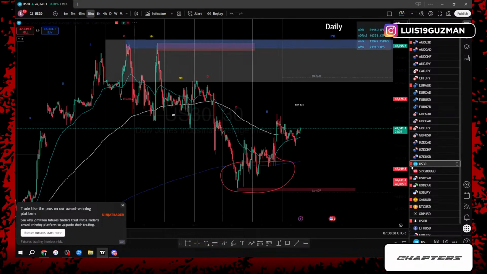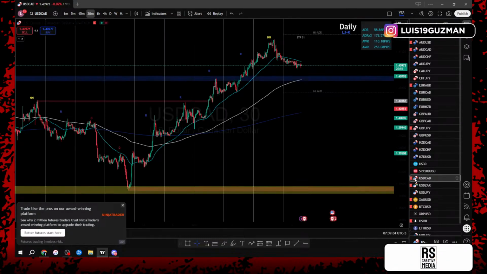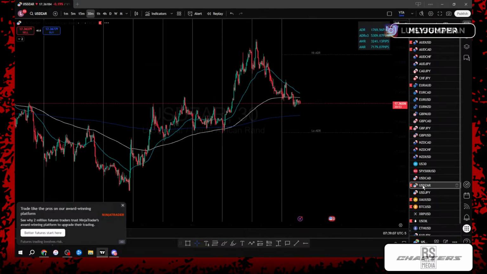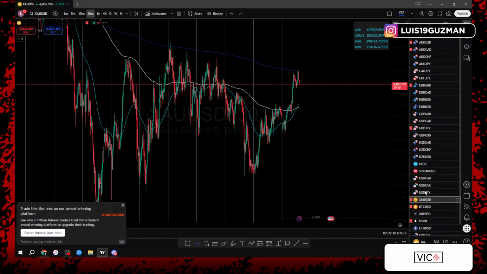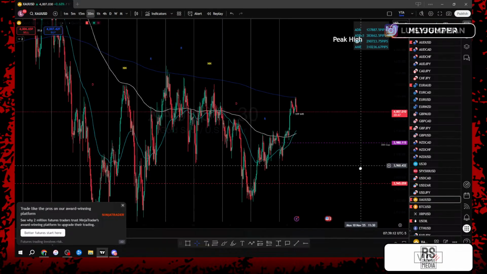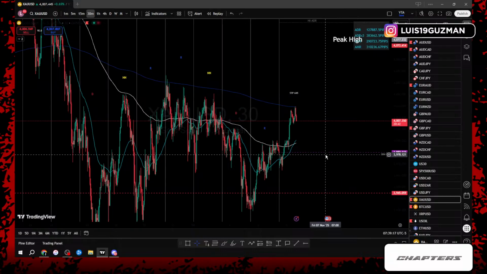US 30, I'm not trading it, so I'm going to turn this one off for right now. USD CAD, I'm also not trading this one for now, so I'm going to turn that off. USD ZAR, same thing as USD CAD. Gold. I'm also not going to be trading gold. Damn, there's so many pips to catch on gold though.